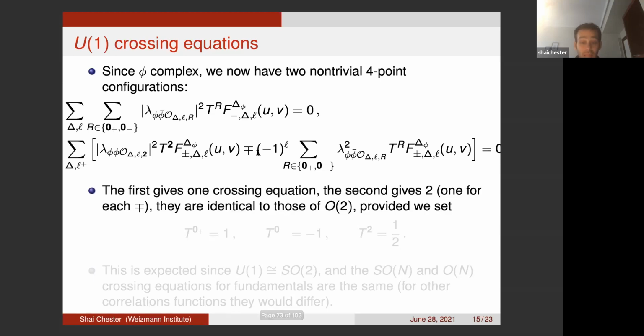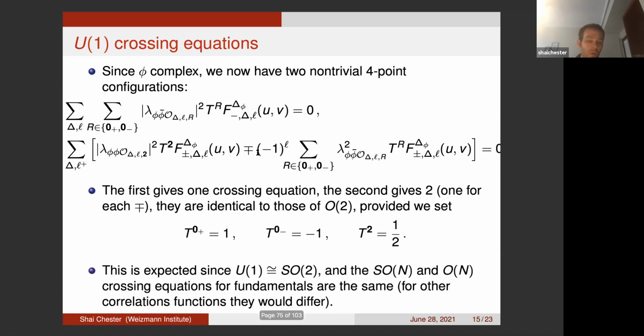them. So now we can try to see how these are related to ON, because of course, U1 is just isomorphic to SO2. And specifically for the 4-point function of fundamentals, there's no difference between SON and ON. So SO2 should just be the same thing as O2. So we should get the exact same crossing equations.